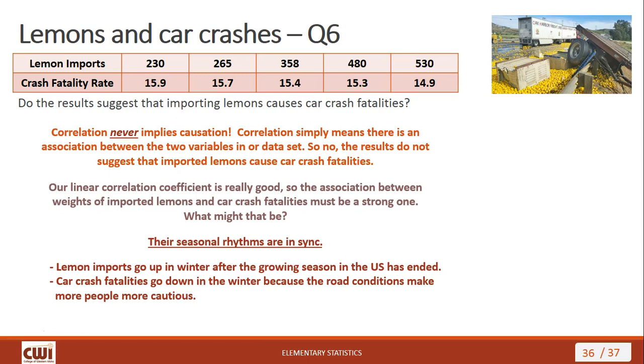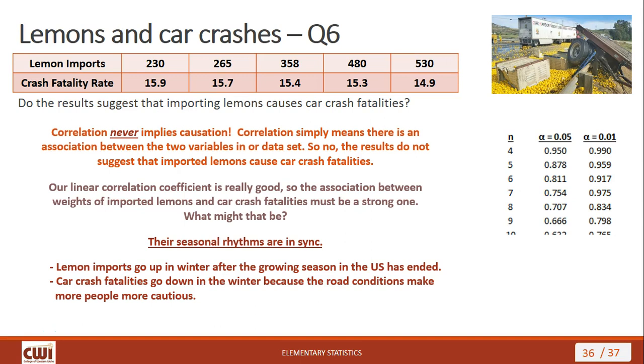So lemon imports are going to go down in the summer and up in the winter. Car crash fatalities are going to go up in the summer and down in the winter. So therefore, we do have a strong correlation between the two, and it's a negative correlation, because when one variable goes up, the other goes down.